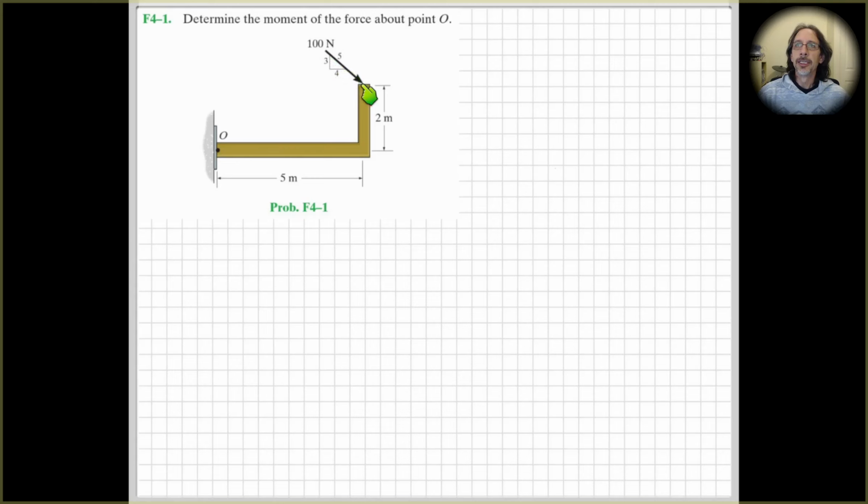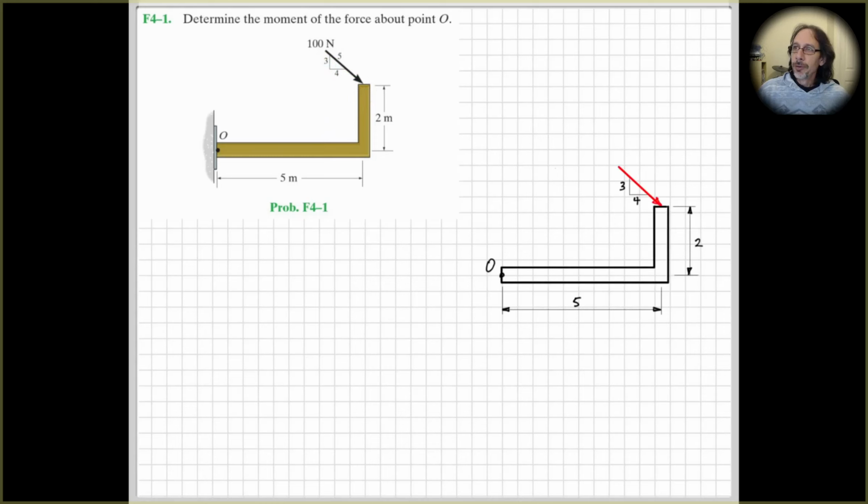Now, in this particular problem, we've got this dimension here, 2 meters, and this dimension here, 5 meters, horizontal and vertical. So for this problem, the simplest solution is probably to break this force up into its components, horizontal and vertical. Right? And we're already given this 3-4-5 triangle here. So if you're familiar with using that 3-4-5 ratio triangle, then you probably already know that the horizontal component here is going to be 40 and the vertical one is going to be 30. No, it's not. It's going to be twice that. But anyway, we'll get to that as we go through the problem.